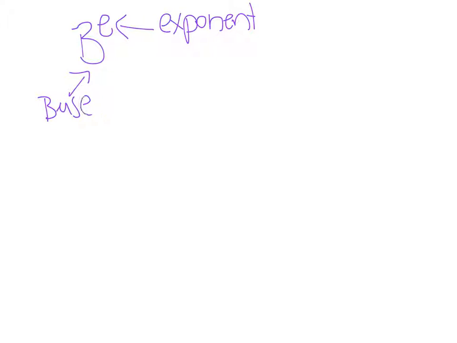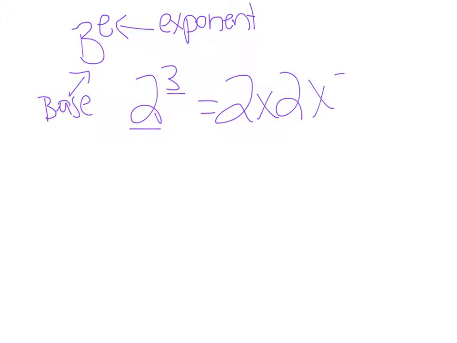Remember that when we have a base and an exponent, the exponent tells us how many times we're going to repeat as a factor the base. Sorry, I'm going to label so you can see this. So example, if I have 2 to the third power, I need to repeat 3 times these 2 as factors. So what that means is this is the same as 2 times 2 times 2.